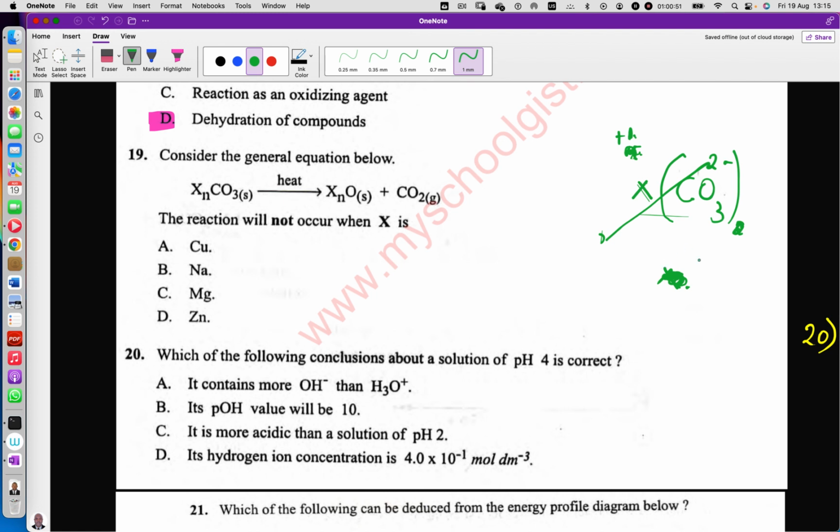Any other compound here is supposed to be X. It is supposed to be X2 and a carbonate, implying that the only elements that can form this compound are copper, that is copper plus 1, which has an oxidation number of plus 1, sodium, which has an oxidation number of plus 1, and zinc has an oxidation of plus 1, but not magnesium.